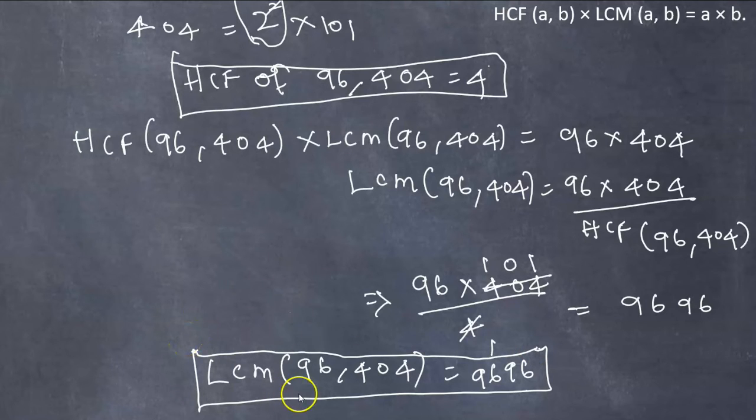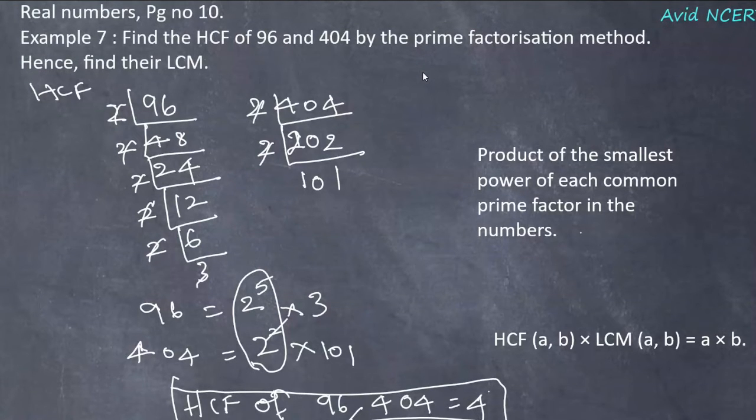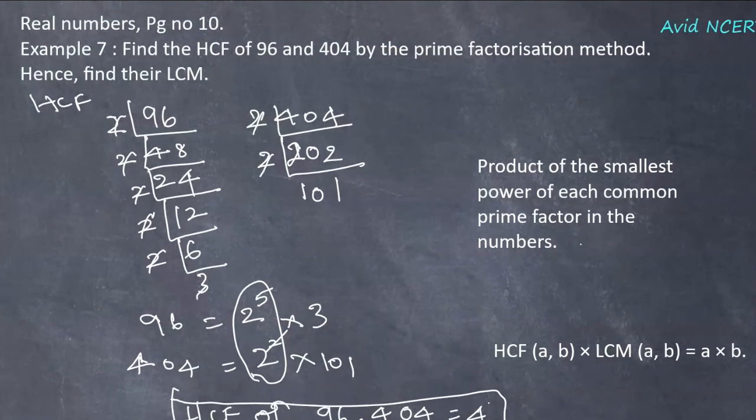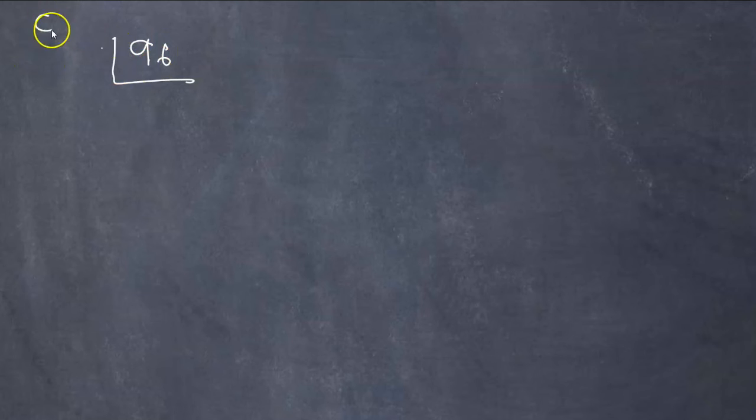Now let's check if this LCM is right by the regular method, just for understanding. So what would we have done? We have to find the LCM of 96 and 404 by the prime factorization method. This is just for checking if the answer is right. You need not do this in the exam. We are doing it. So just start with 2.